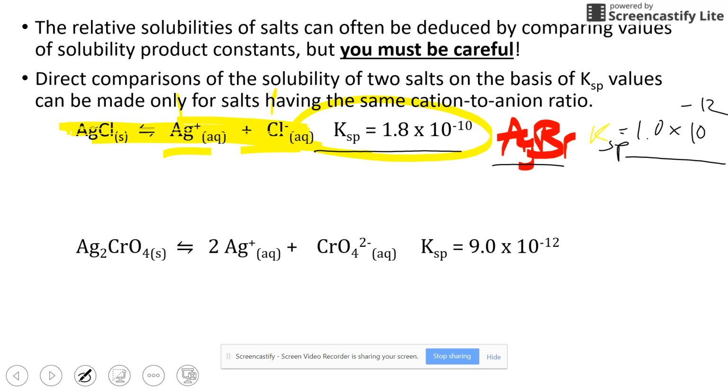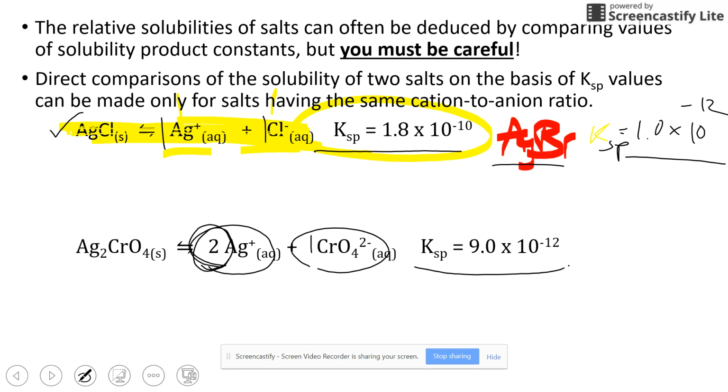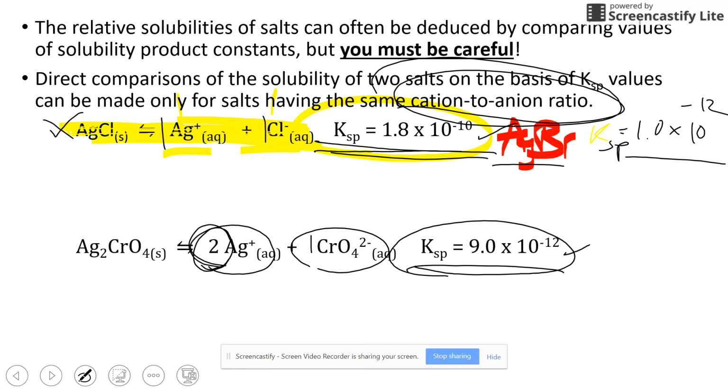But if you want to compare with a compound or salt that has a cation and anion ratio that's different from this one, you see this is 1 to 1, right? This is not 1 to 1 anymore, it's 2 to 1. And you look at the KSP value, this one is smaller than the KSP of silver chloride. So if you don't think about it, you might look at it and say, oh my god, the solubility of this must be greater than that. No, you can't do that. You have to actually calculate the solubility of the salt when the cation and anion ratios are different, like in this case and this case.